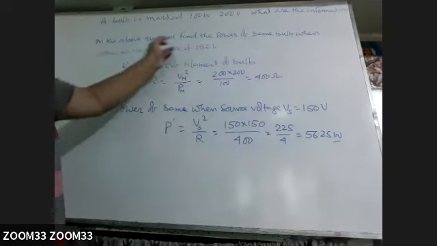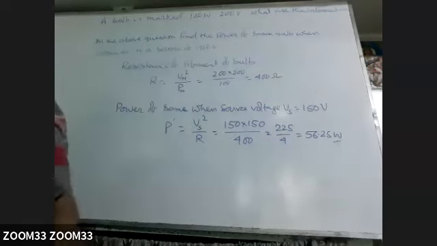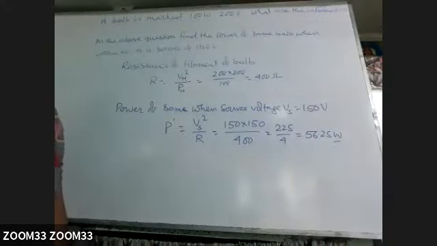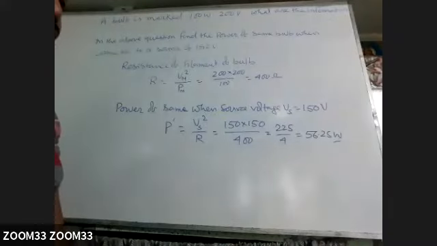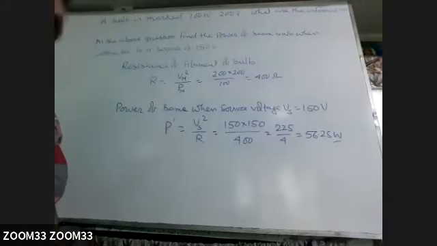Now, if it is asked in the above question, find the power of the same bulb when connected to a source of 250 volt, what will it be? It will fuse. If the voltage is more than the marked one, the simple answer is that the bulb will fuse. If it is any appliance, then it will be damaged. Okay, this is how to calculate electric power, or what is the meaning of this one.